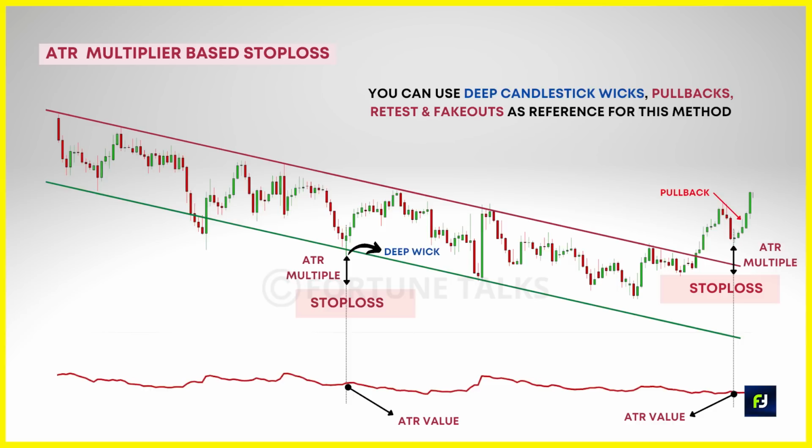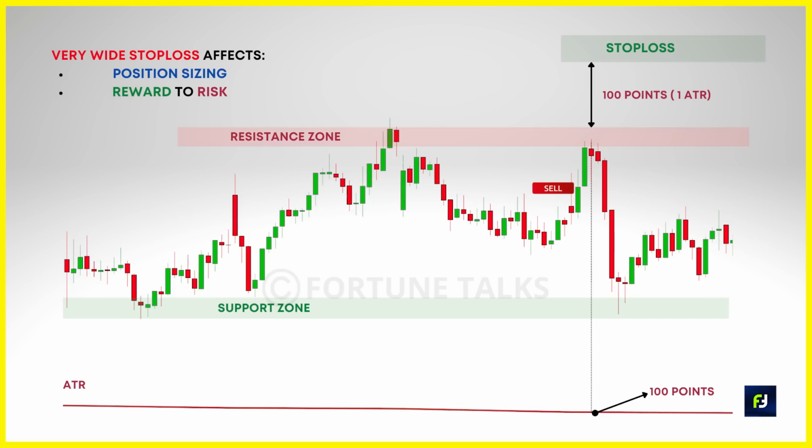Now, this is a very good method for both intraday and swing trading. But there are times when it is not practical to use a 100-point stop loss. It affects a trader's position sizing and reward to risk, especially if you are an intraday trader. Moreover, the price has to move at least 100 points to give a 1:1 reward to risk. So in such a situation, even with a multiplier of 1, the stop loss as well as the risk associated with a single trade is very high. Therefore, in such scenarios, the ATR multiplier method doesn't make much sense.